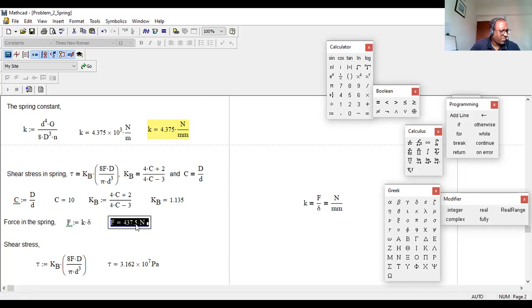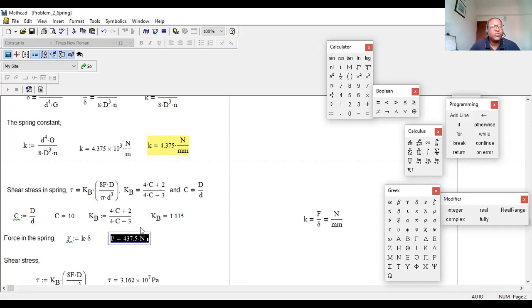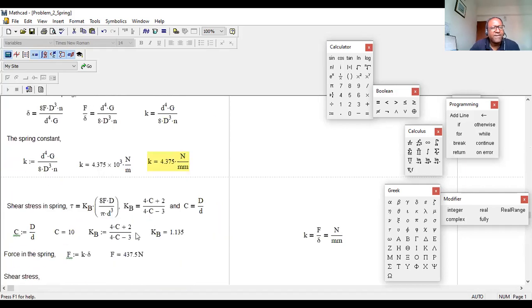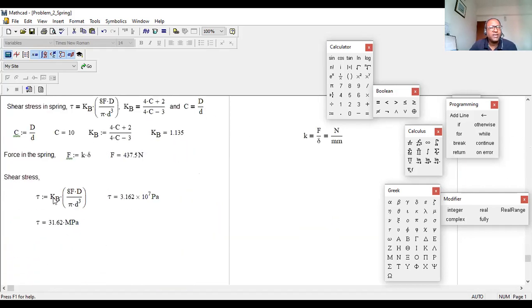This value of F, you put right over here, you will get the shear stress. Everything you put, and the Kb value we already got, right? So you just put over here, you will get the shear stress. That would be it. You see, we got the F, then we put over here. We got the tau. Tau equal to 31.62 megapascal.